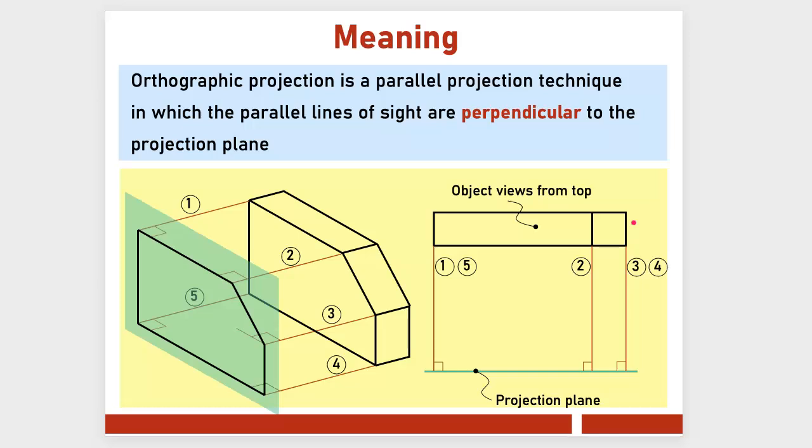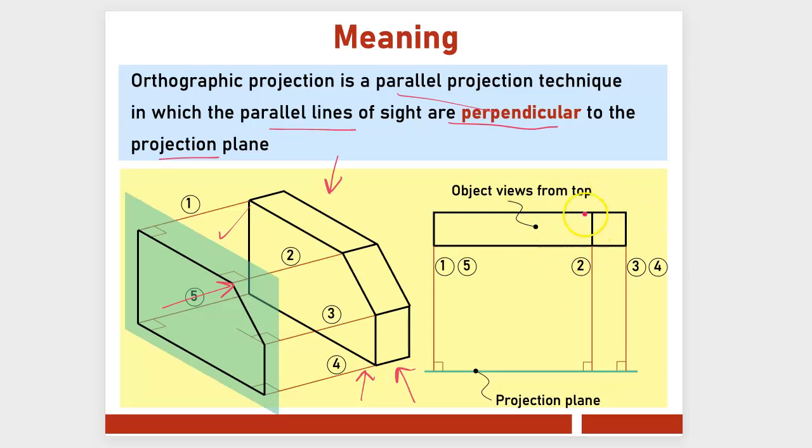Okay, moving on to orthographic projection. So orthographic projection is a parallel projection that we have learned just now, in which the parallel lines of sight are perpendicular to the projection plane. We have seen this, we know this, but for orthographic projection, we can actually view it from many angles, from the top, from the side, from down under, from here. So it depends on where you want to view it from.